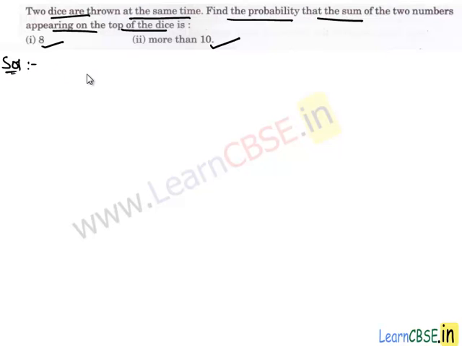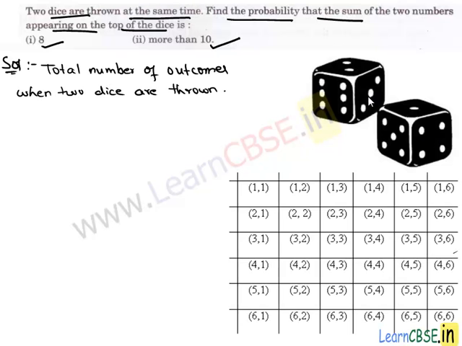Here, when a single die is thrown, either 1, 2, 3, 4, 5 or 6 may appear on the upper face of the die. So totally, when a single die is thrown, we have 6 possible outcomes. What happens to the total number of outcomes when two dice are thrown? When two dice are thrown, 6 outcomes appear on one die. Similarly, 6 appear on the other die. So the total outcomes are 6 times 6, which is 6 square, and it is equal to 36.